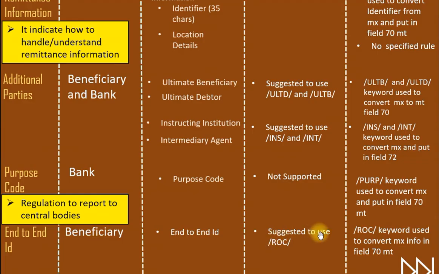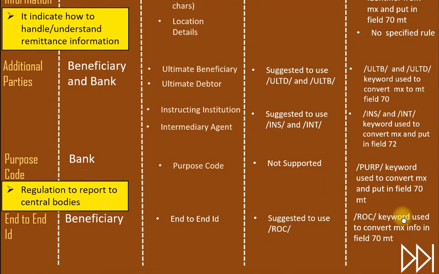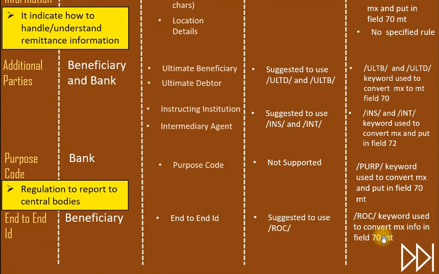If required to convert to MT, where there is no existing field for this, you have to use the keyword ROC, reference from the ordering customer, and put it into tag 70. So that is all we intended for the references for the parties. In the next slide we will look at the references for the agents.